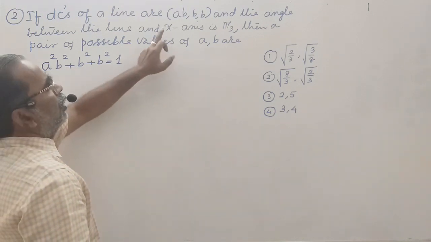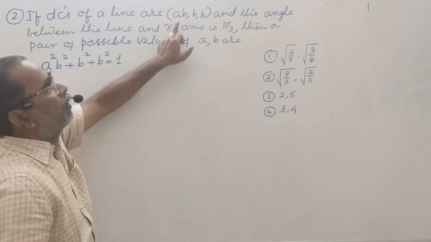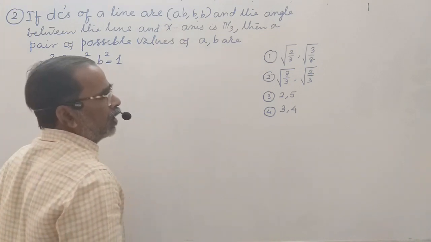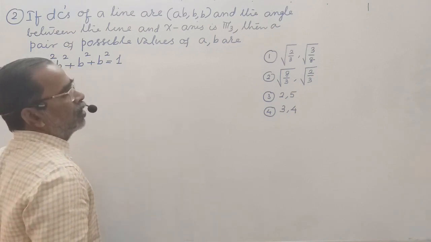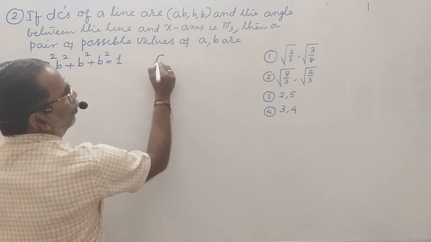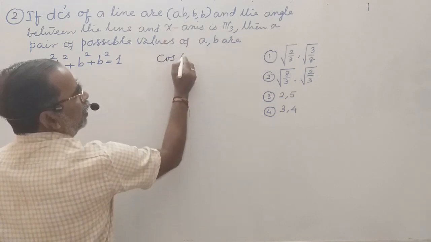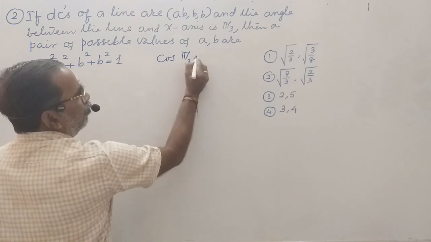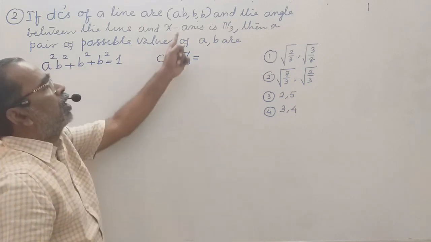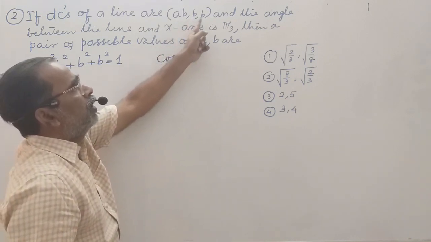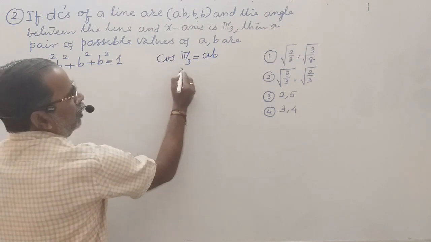And it is given that the angle between the line and x-axis, that is the angle made by the line with x-axis. Always the angle made by a line with x-axis is alpha, y-axis is beta, z-axis is gamma. That means here alpha is given. What is alpha? Alpha is pi by 3, the angle made by the line with x-axis is pi by 3, that is 60 degrees. Here ab, b are DCs. DCs means they are values of cos alpha, cos beta, cos gamma. Therefore, what is cos alpha? It is ab. Cos 60 is 1 by 2.